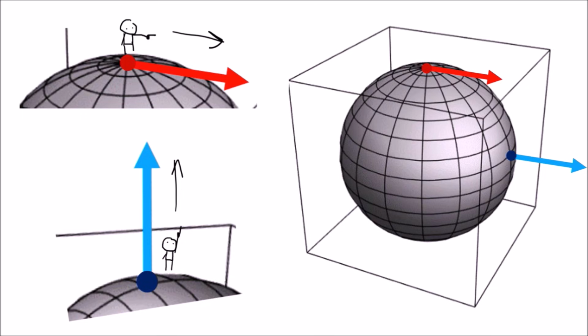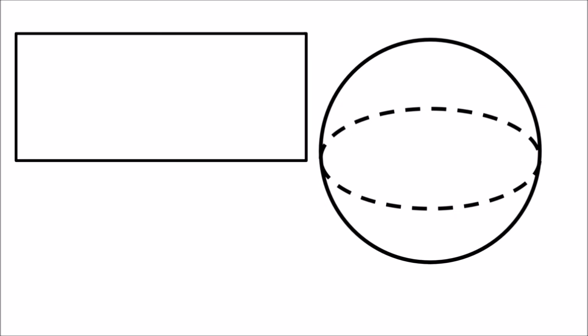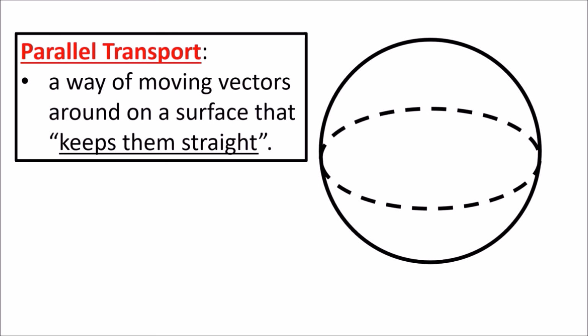So if we're going to invent a derivative that makes sense for the inhabitants of this planet, we need to invent a new way of comparing vectors on the sphere that works for the people living on the sphere. So I'm going to introduce an idea called parallel transport. Parallel transport is a way of moving vectors around on a surface that sort of keeps them straight. And this is how it works.